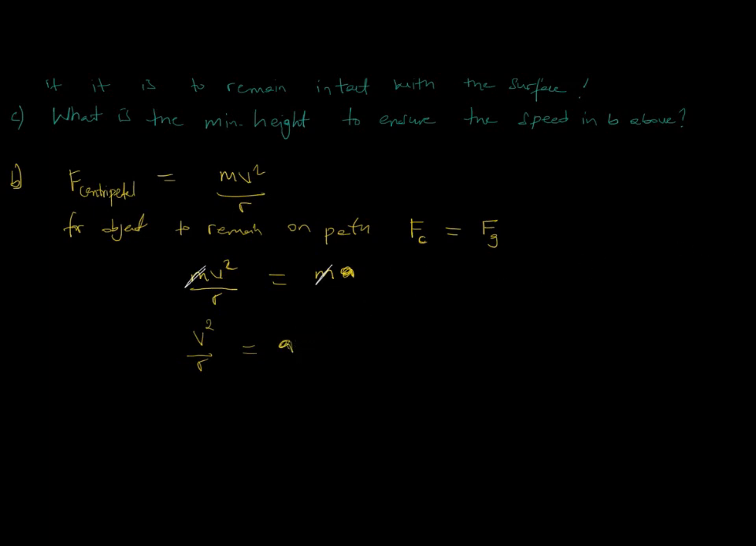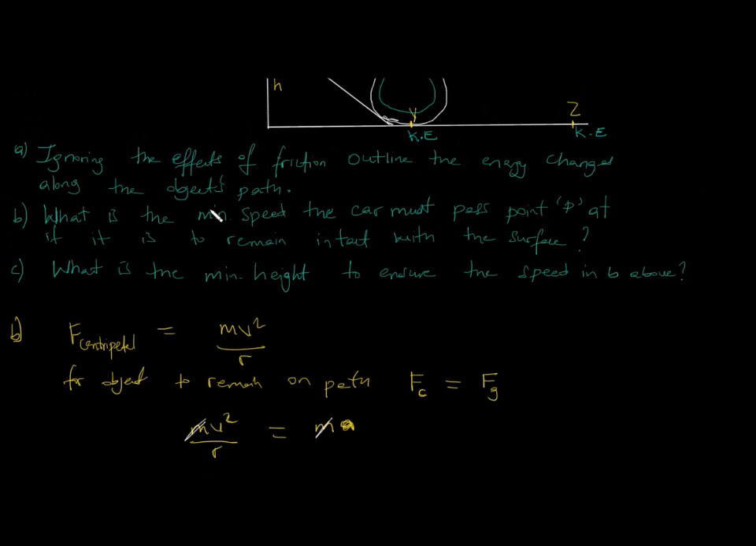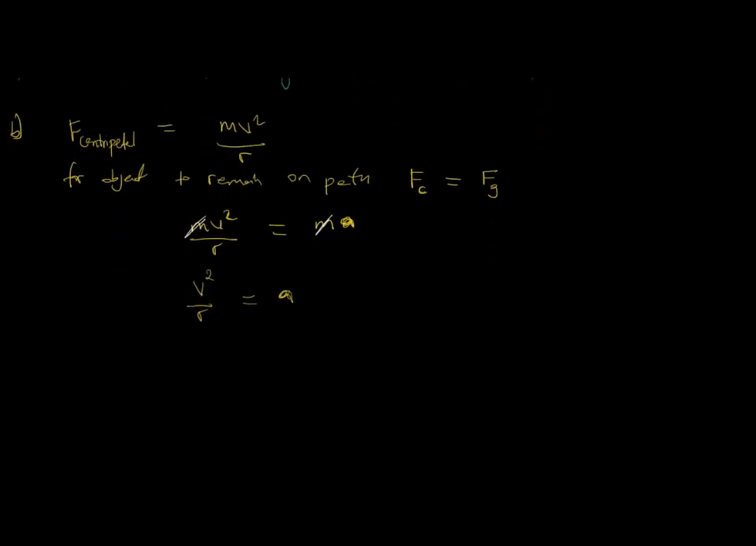Now the question wants us to find the minimum speed, and we know that the symbol for speed is v. So we can say that v squared must be equal to, multiplying both sides by r, a times r. Now a is the acceleration due to gravity, and r is our radius, but we're trying to find v, so we need to find the square root of both sides. So we simply say that the square root of v squared is equal to the square root of ar.